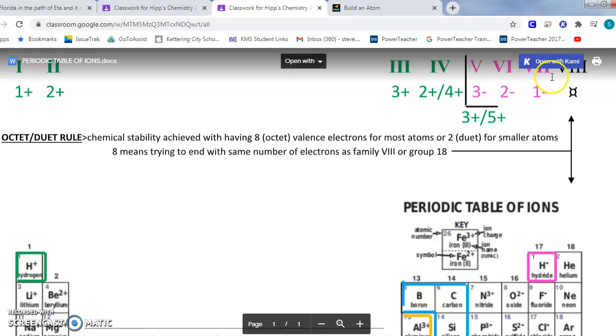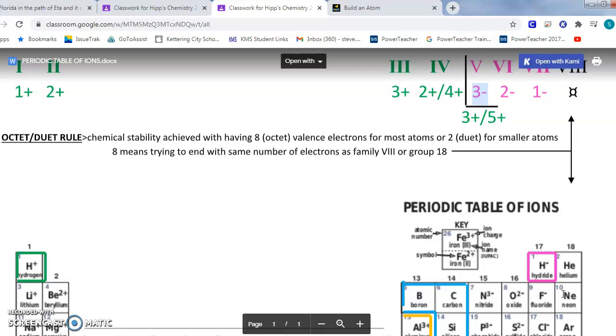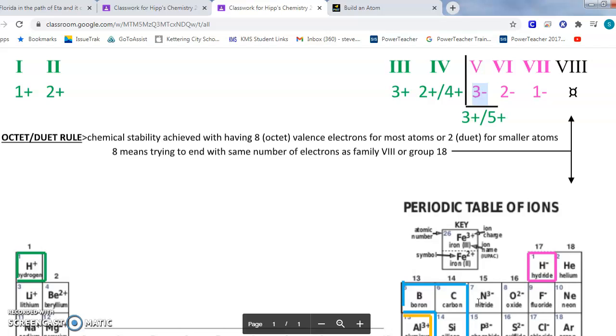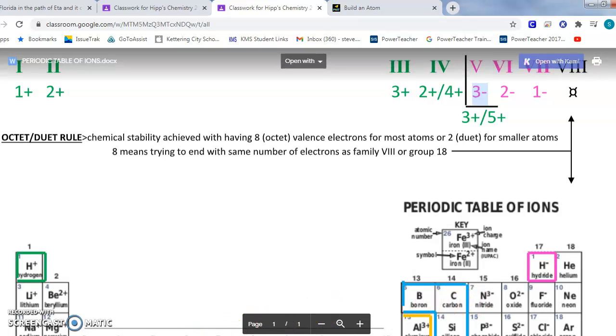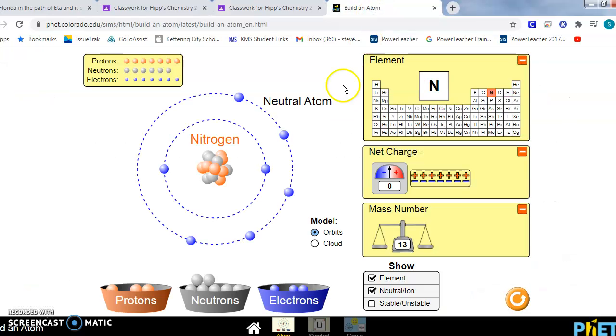What do I have to add to 5 to get 8? The answer is 3. So it needs 3 more electrons. If nitrogen gets 3 more electrons, it would have the same as neon, which is chemically stable. Nitrogen spends its life trying to rip 3 electrons off other atoms. It would make it chemically stable. So we want to put 3 more on nitrogen's level in order to make it stable.